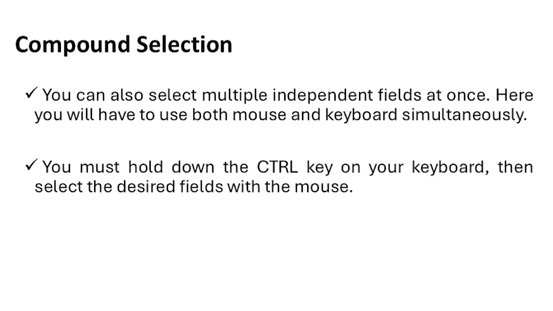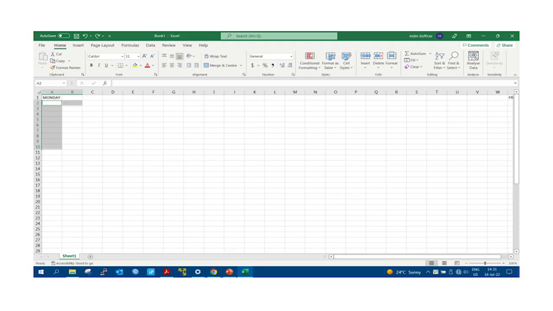Compound selection. You can also select multiple independent fields at once. Here you will have to use both mouse and keyboard simultaneously. You must hold down the Control key on your keyboard, and then select the desired fields with the mouse. Experiment a little with it yourself.